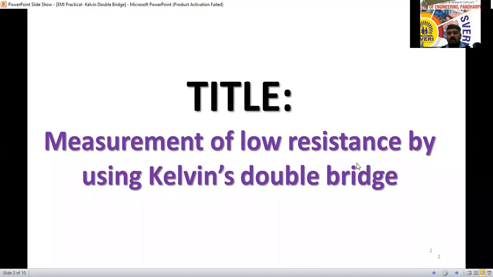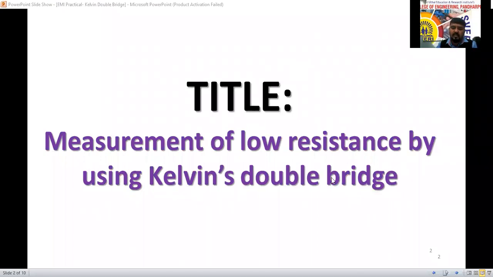Actually, the bridges come under the third unit, that is potentiometer and bridges. We have studied experiment number 2, that is called the Wheatstone bridge. We have already discussed that one. Based on that, we are going to use the same formula for the Kelvin double bridge. Some disadvantages are there of the Wheatstone bridge. Those disadvantages are corrected by using this Kelvin double bridge.